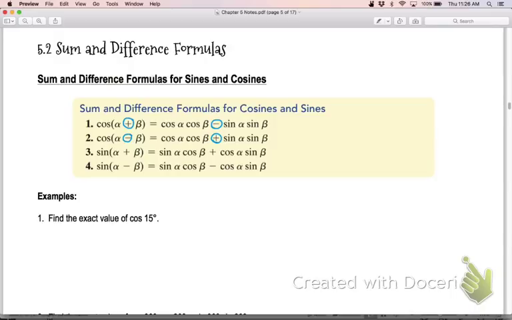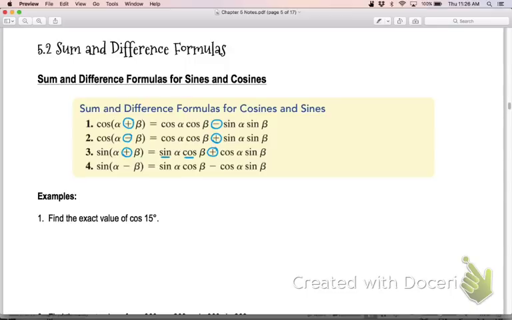Now with sine, the part that switches is that you pair up a sine and a cosine in each one. So it starts with sine, cosine, and then cosine, sine, but here the operation remains the same: plus, plus, minus, minus, in that kind of a way. You don't have to have these memorized. They're on the reference sheet that I've given to you, so as long as you know how to use them, you'll be in good shape.